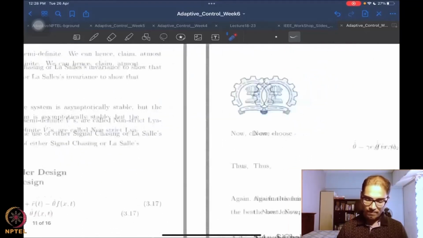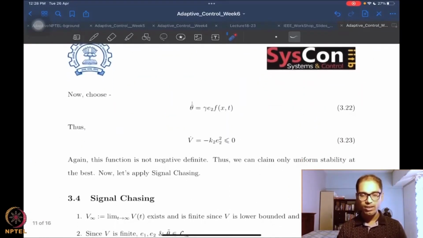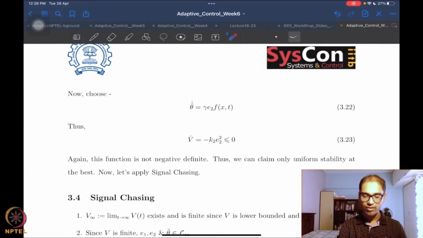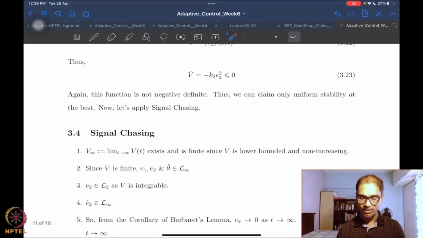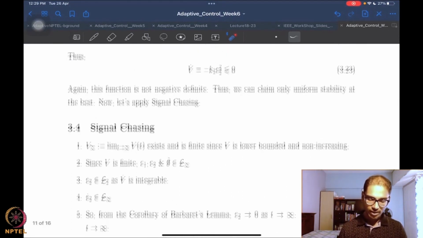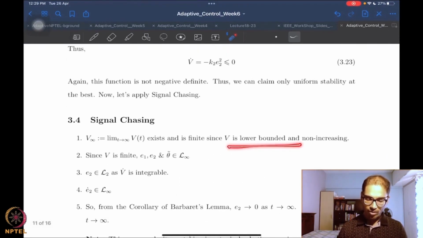So in the known case, also in the second order case, V dot was negative semi-definite, and here also it is negative semi-definite. So we have no choice but to apply, well, of course, we can claim uniform stability at best, using the Lyapunov theorem, and now we apply signal chasing. We do the same steps. I'm not going to elaborate too much on these steps because we've already seen them. First, V is lower bounded and non-increasing.